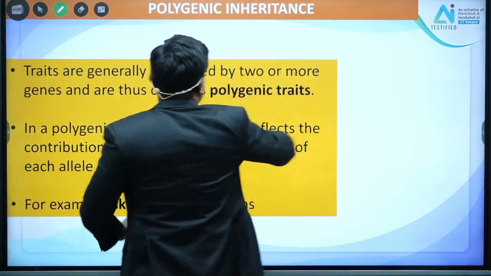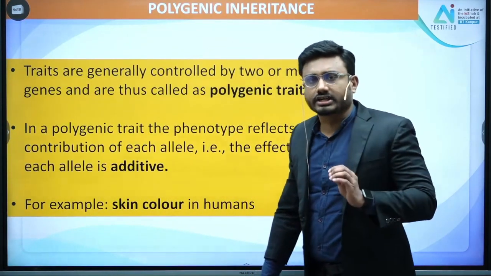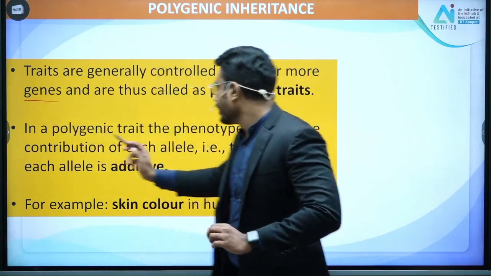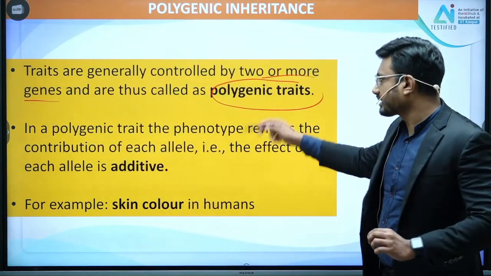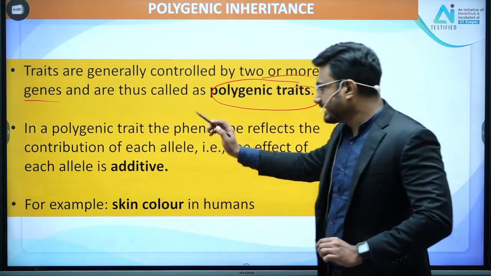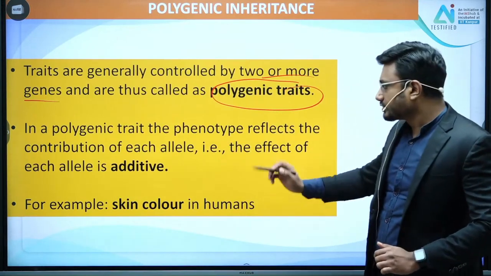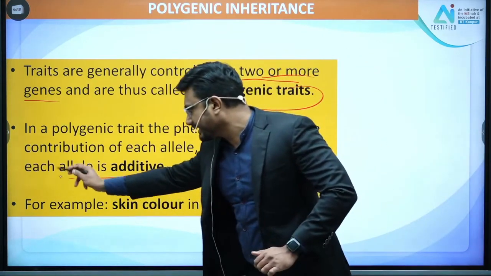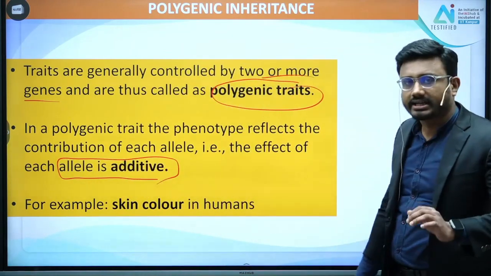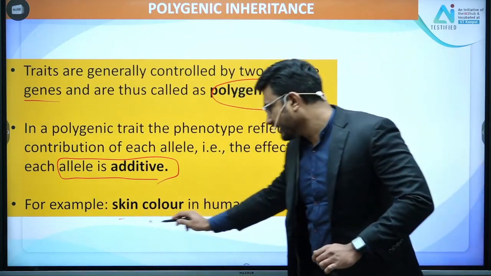So polygenic inheritance. What is meant by polygenic inheritance? The traits that are controlled by 2 or more genes are known as polygenic traits. In a polygenic trait, the phenotype reflects the contribution of each allele. So the effect of each allele is additive. This is a very important property of polygenic inheritance, that each allele is additive. So for example, skin color in human beings.